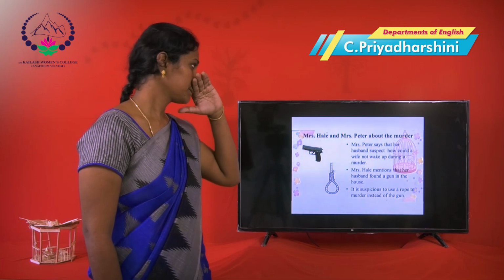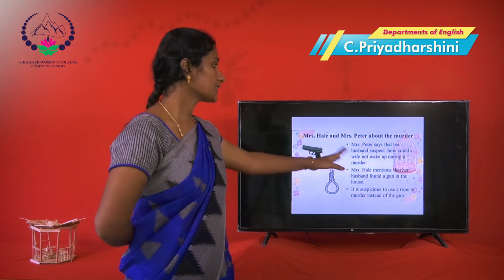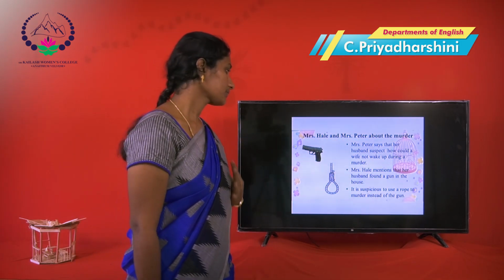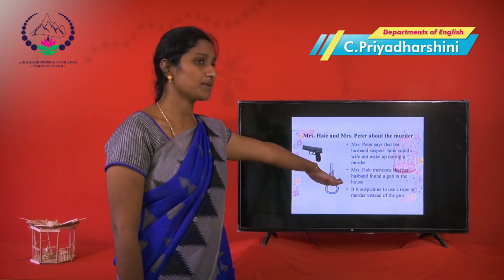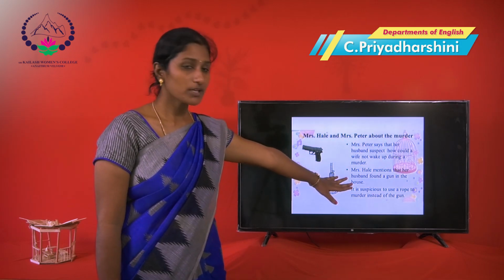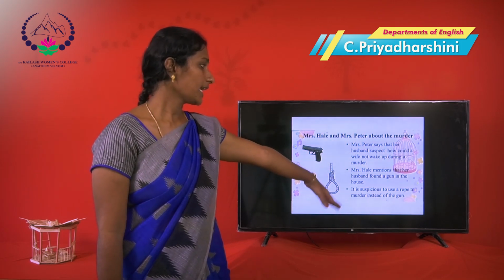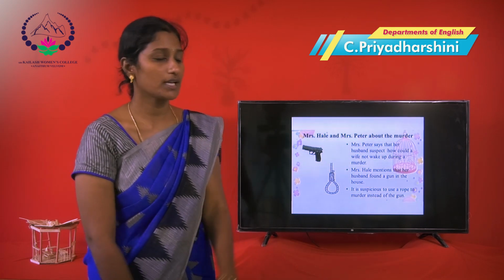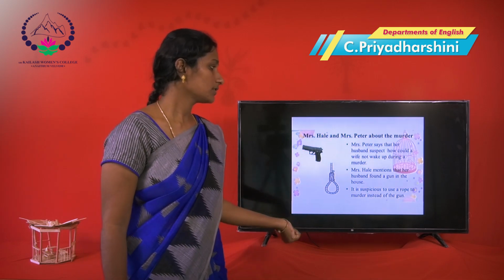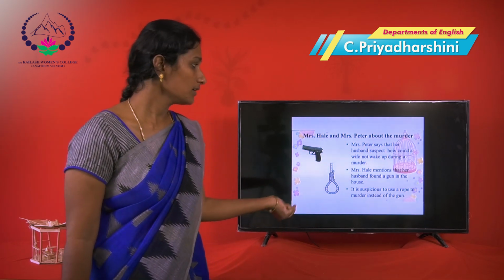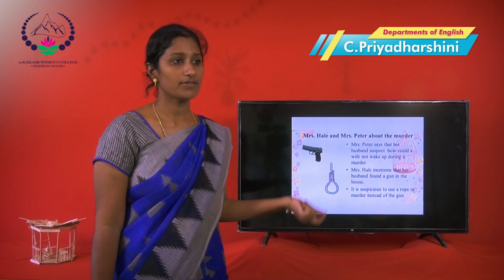Next, Mrs. Hale and Mrs. Peters talk about the murder. Mrs. Peters says that her husband suspects. How could a wife not wake up during a murder? Mrs. Hale mentions that her husband found no gun in the house. It's suspicious to use a rope for murder instead of a gun.